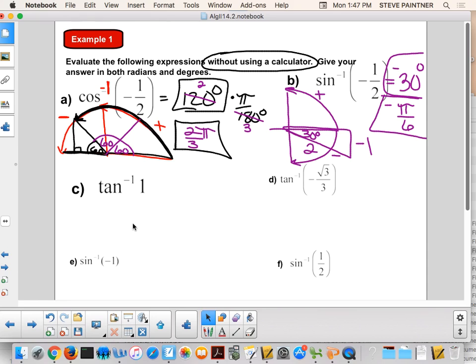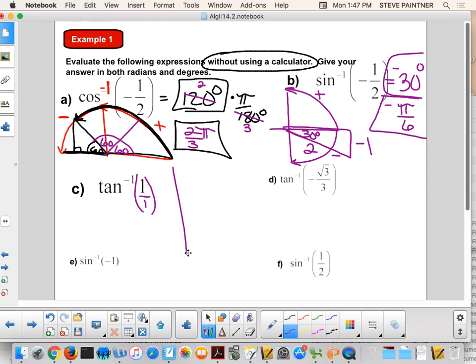Yes. Okay. Well, this is 1 over what, though? If I write it as a ratio, it's 1 over 1. Which triangle are we looking at? Yeah, guys, it's 1, 1. Look at this triangle. But you got to ask yourself, is tangent of 45 1 over 1? Yeah, opposite over adjacent. It works. It's 45.